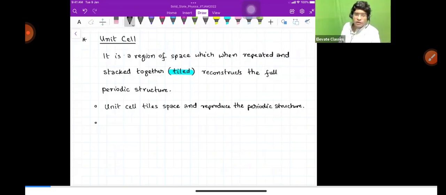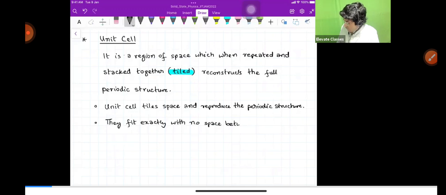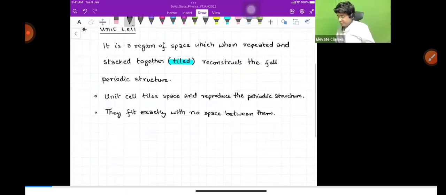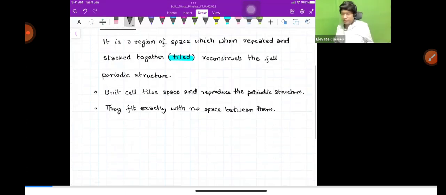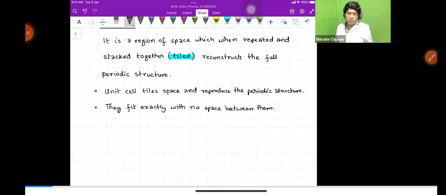Now, next point is they fit exactly. They fit exactly, with no space between them. This is very important. There shouldn't be any space. Otherwise, it cannot be used as a unit cell to cover the whole space, or cover the whole structure.